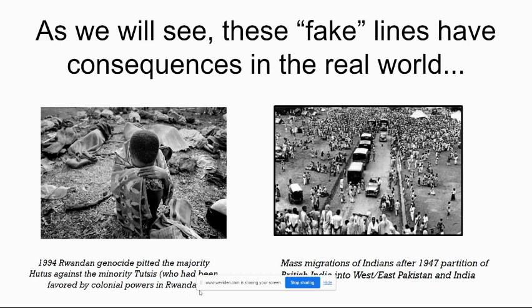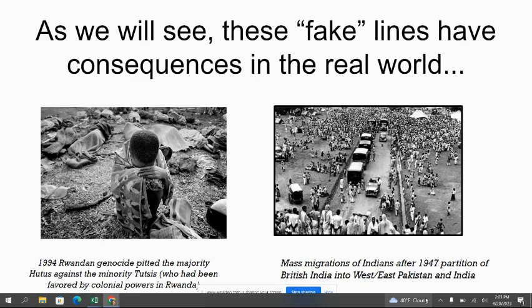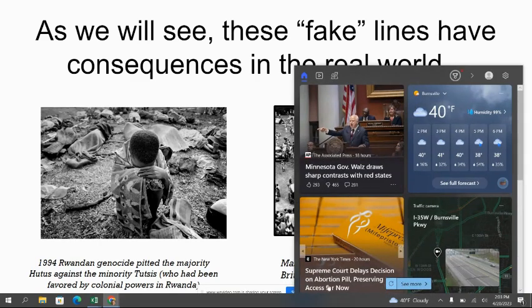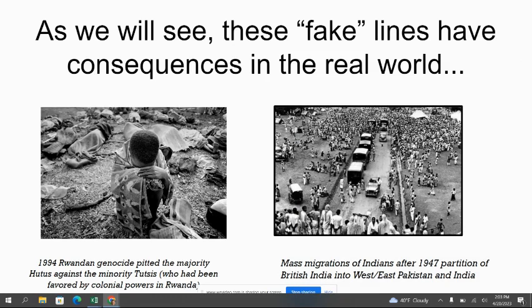And here's a couple of examples. On the left-hand side, you're going to see the aftermath of the 1994 Rwandan genocide, where ethnic groups, the Hutus and the Tutsis, were pitted against each other by colonial powers and caused lasting conflict in Rwanda and lasting effects in this horrific genocide. On the right-hand side, you're going to see migration patterns of Indians from India after 1947, after the partition, and you'll see this on a further slide as well. But these boundaries that are created have real-world consequences for people.